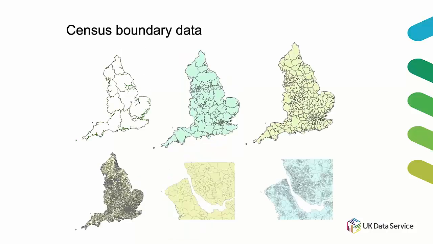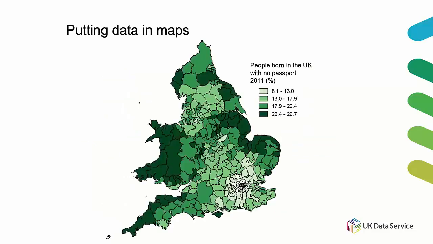This is the sort of output you can get from boundary data. First image is boundaries for regions in England, and the last of those images is zoomed in so we can see wards and output areas in and around Merseyside. It gets more interesting as you start to put census data into the maps. Here you can see the percentage of people who were born in the UK and do not hold a passport. This data was formed from the topic combination of country of birth and passports held at local authority level, and we used corresponding 2011 local authority boundary data.